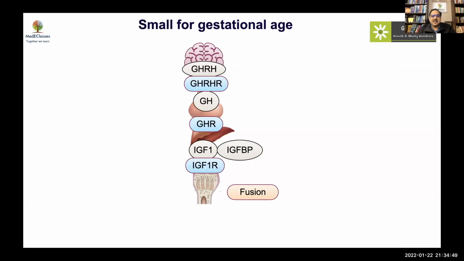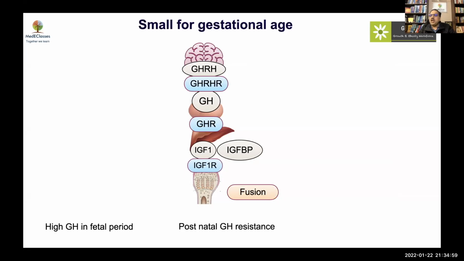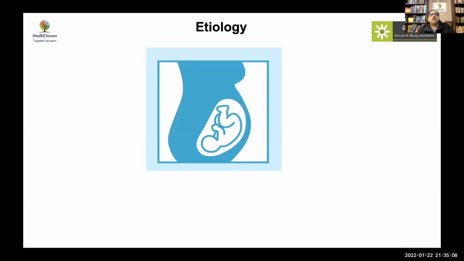Now, why are these SGAs short? They have a high growth hormone in the fetal period, but there seems to be an insensitivity to growth hormone. So they have a growth hormone resistance, but they are waiting to grow. As soon as the environment improves, they want to grow, but they also have early puberty, which you have to be cautious about. The reason why they are not growing depends upon the etiology.